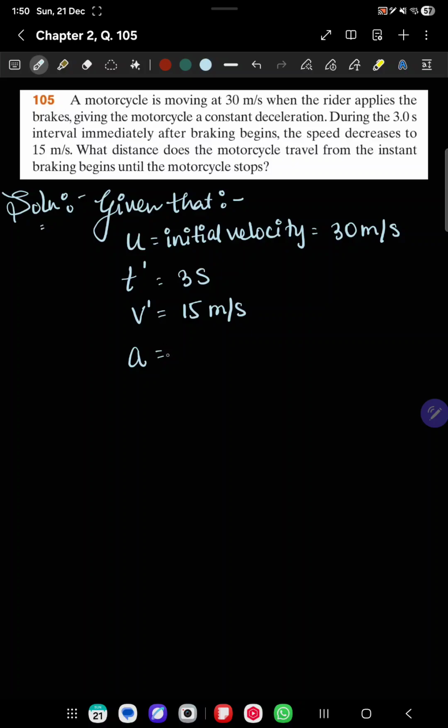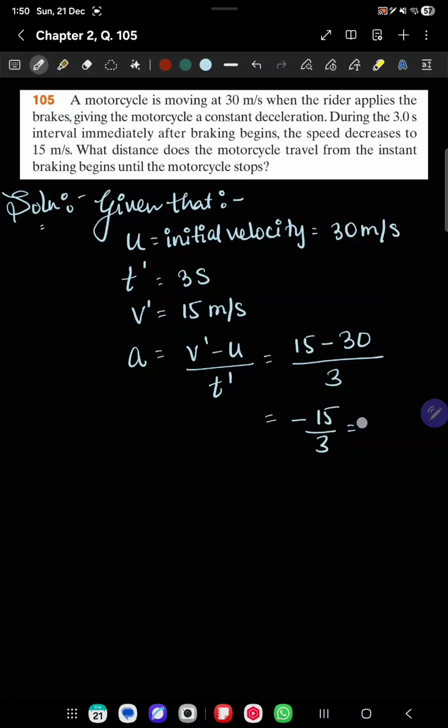So this acceleration will be v dash minus u upon t dash, which we can write as 15 minus 30 upon 3, which will give us a value of minus 15 upon 3, that is minus 5 meter per second square.